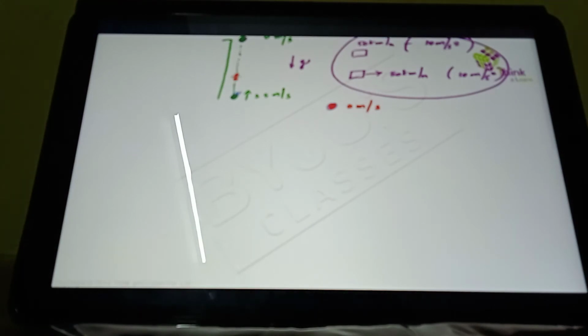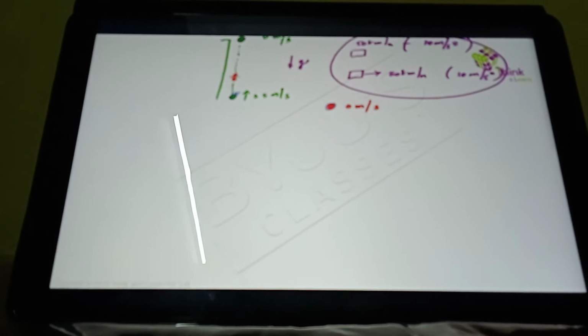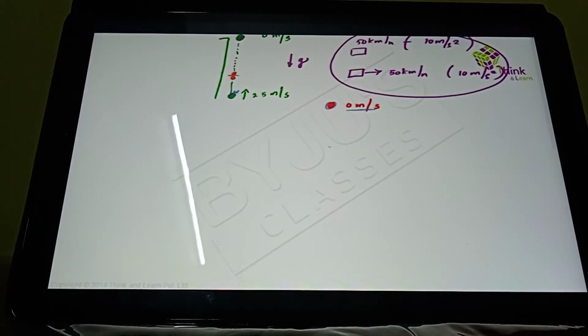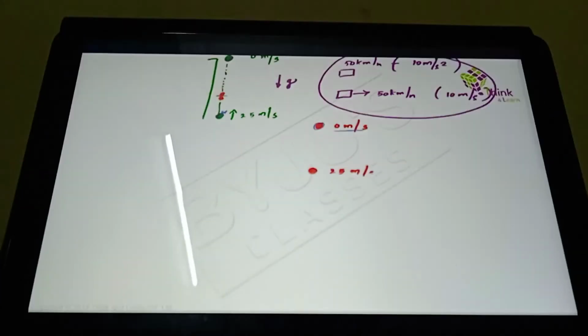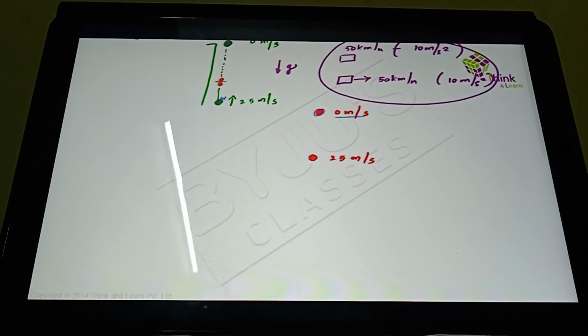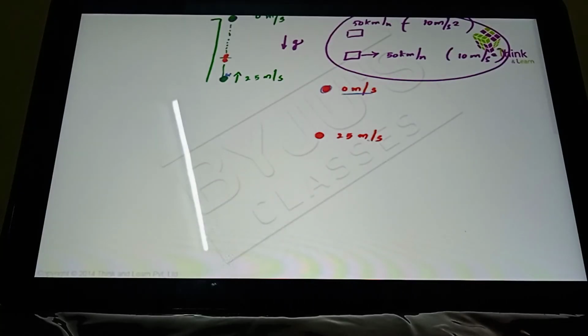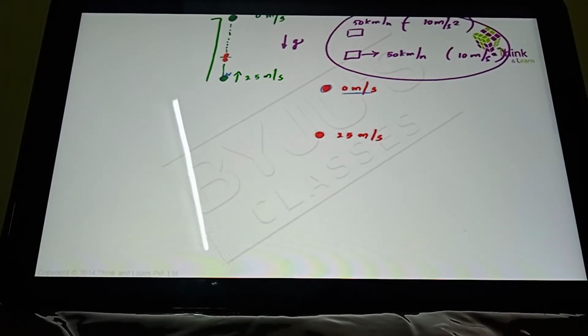So a body with no acceleration will retain its velocity, right? Whatever velocity it had, it will retain. 0 it had, it will retain 0. This body, the one that was thrown, has a velocity of 25 meter per second. And that will also retain its velocity because in that point of view, there is no acceleration, right? Yeah, no acceleration, 25. So this is 25 upwards.